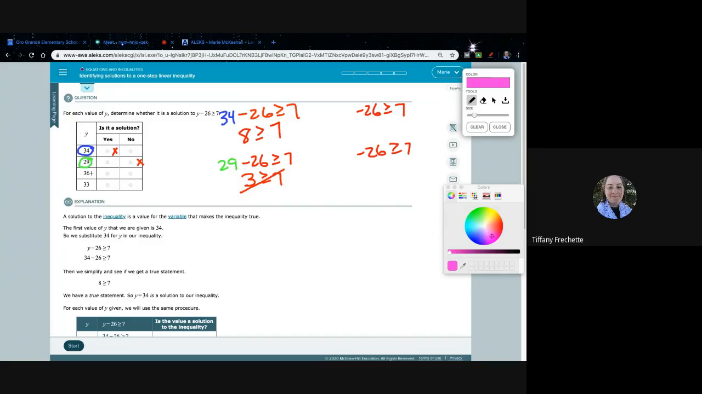All right, let's go with pink for this next one. Why not? 36. So now we're going to say 36 minus 26, which is 10, and that's greater than or equal to 7. Well, that's true, so we just say yes. All right, and then let's go with orange for our bottom one here. So we have 33, and now we have 33 minus 26, which is, let's see, 4, 5, 6, 7, is greater than or equal to 7. That's true. 7 is not greater than 7, but it says greater than or equal to. That's what the line underneath means. So it's either greater than or equal to. 7 is equal to itself, so I would check yes again.